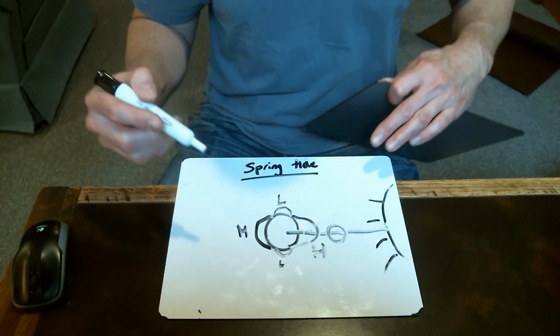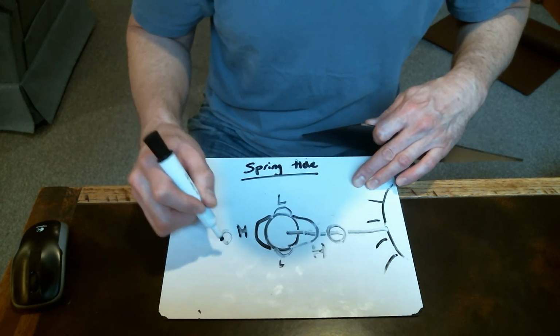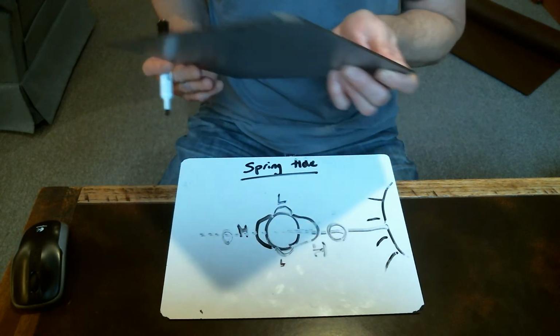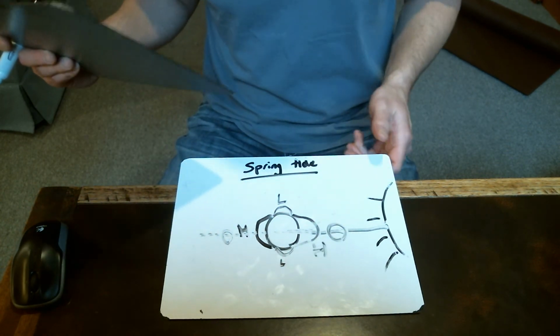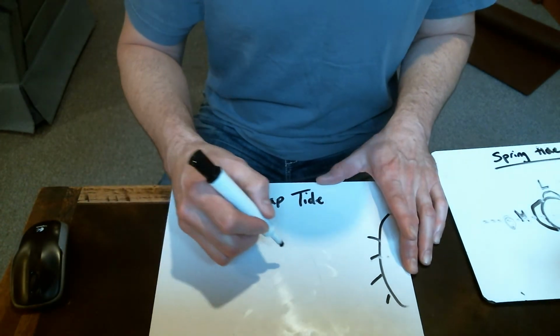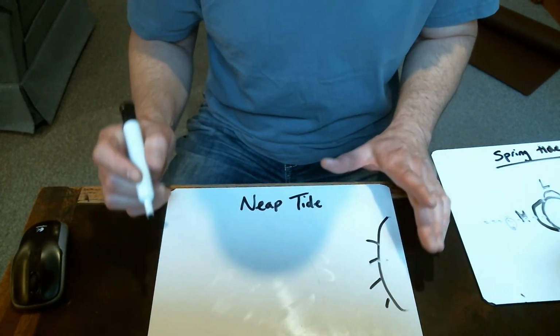Okay, so that occurs during a spring tide, where the sun, the moon, and the earth are all in a straight line. Okay, new, full moon, something I need you to know. The next one I want to talk to you about is a neap tide.